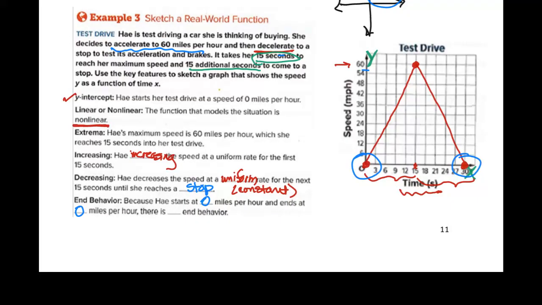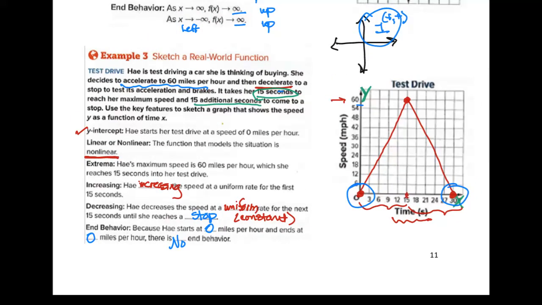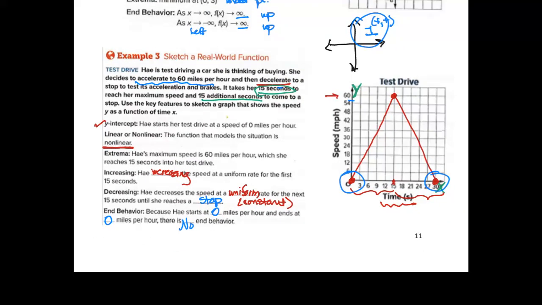There is blank end behavior. Does it continue to go on, down? Can she go negative speed? No. So there is no end behavior here because there are definite starts and stops. Okay? Questions on that? All right.